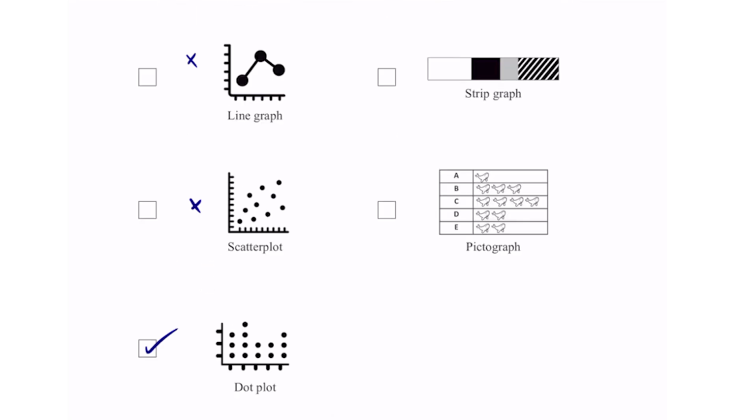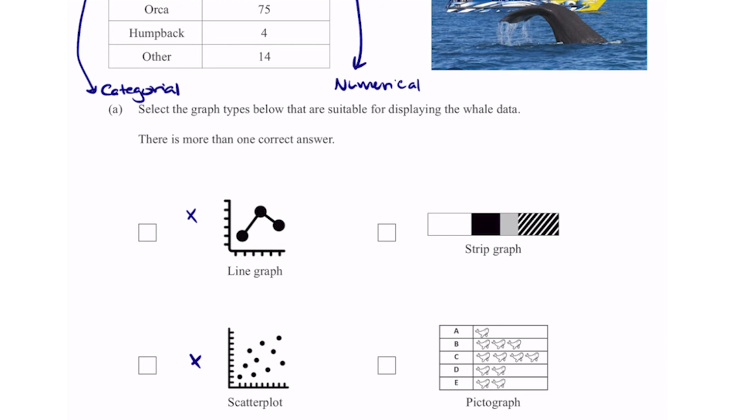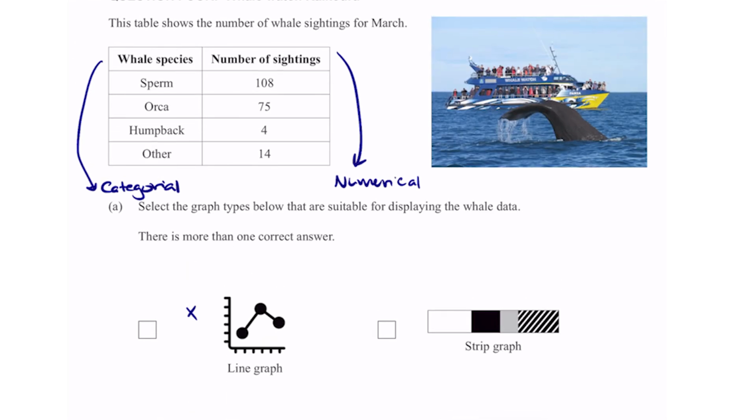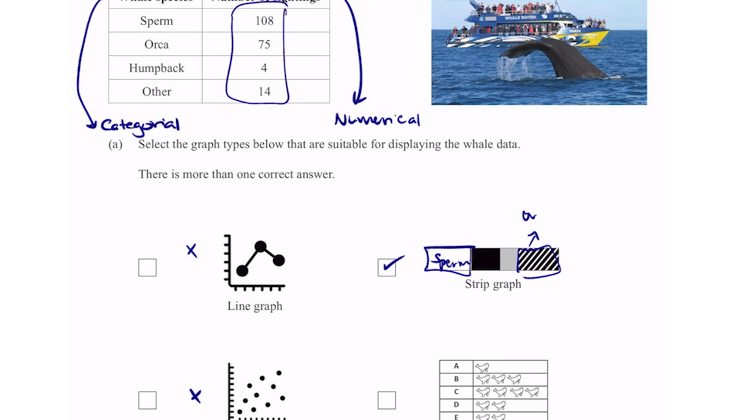And now if we look at a strip graph, can we use a strip graph to show this data? I would say yeah, we can. The reason is we can look at the percentage. So if we look at this as the total number of sightings, so if that was 100%, then we could look at each of these points as a proportion. So this is the proportion of sperm whales, and this is the proportion of orcas, for example, and so on and so forth. So that would be okay, because we're doing a categorical comparison of proportions. So I would say that would be fine.